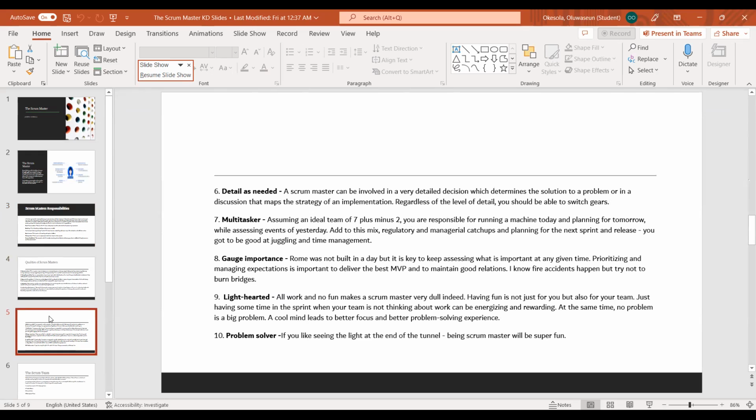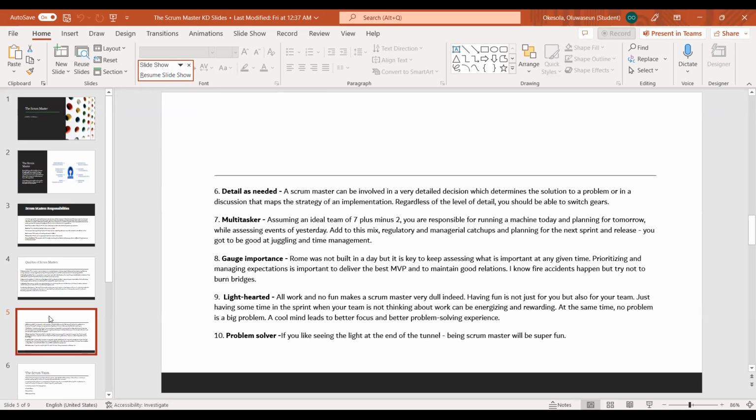Details as needed. A Scrum Master can be involved in a very detailed decision which determines the solution to a problem, or in a discussion that maps the strategy of an implementation. Regardless of the level of detail, you should be able to switch gear. So a Scrum Master should be as flexible as possible, to be able to fit into different circumstances and situations. A Scrum Master is also a multitasker, right?